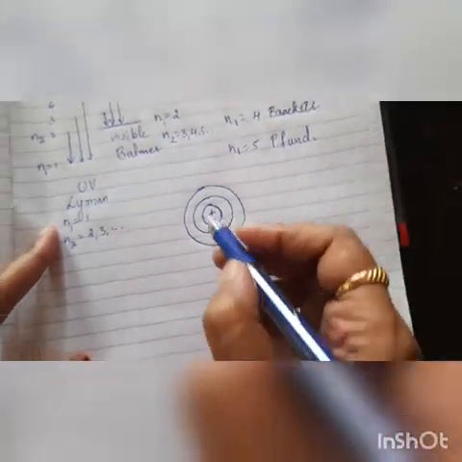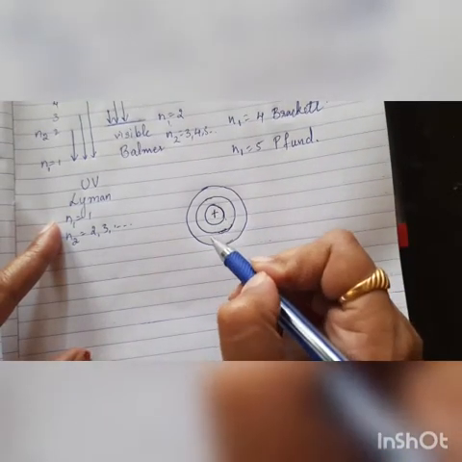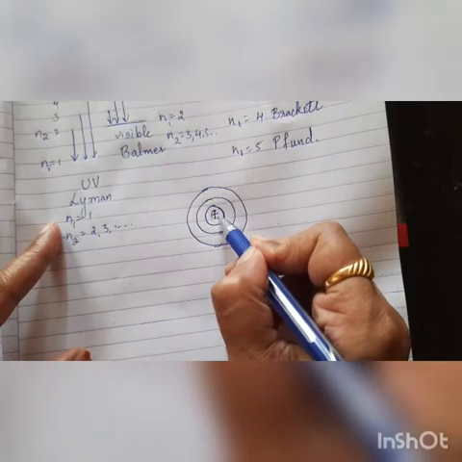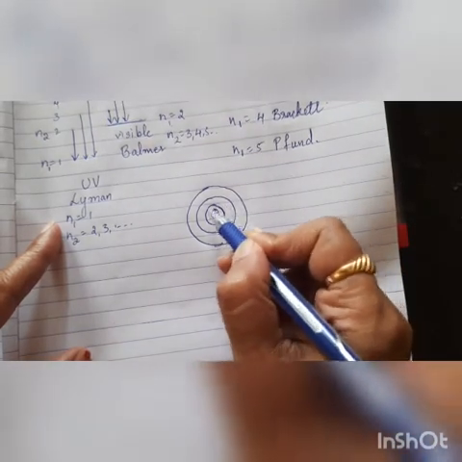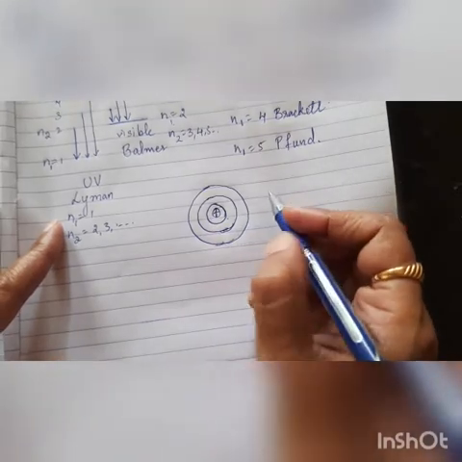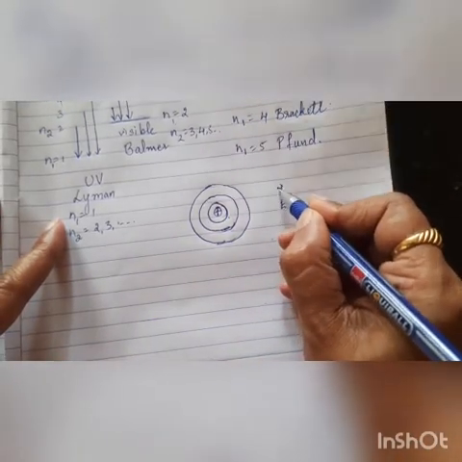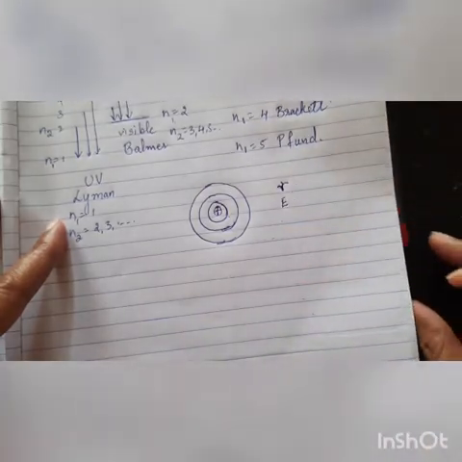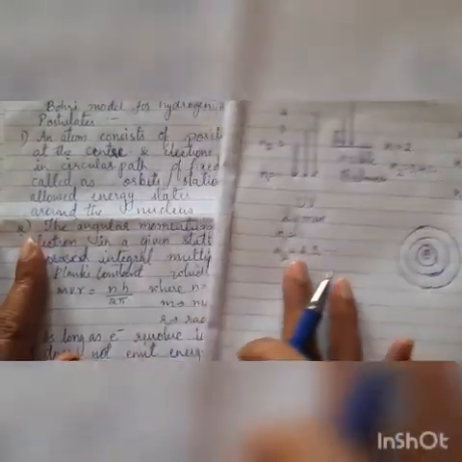So now what he says is that there is a positively charged nucleus at the center, and this nucleus is surrounded by several orbits which are fixed paths, which have fixed energy and a fixed radius. So here the radius and energy can be calculated. So this is what the first postulate says.